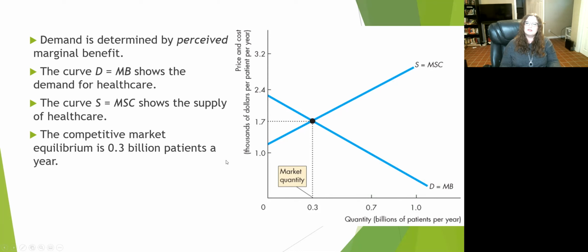So we have a good idea of the supply, but we don't necessarily have a good idea of the demand, because everybody's kind of underrepresenting how much they're really at risk. So maybe if we just had a demand that was equal to what people perceive their risk to be, then maybe only 0.3 billion patients would be seen by doctors for about $1,700.